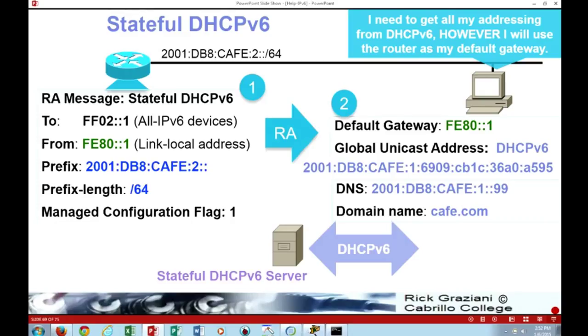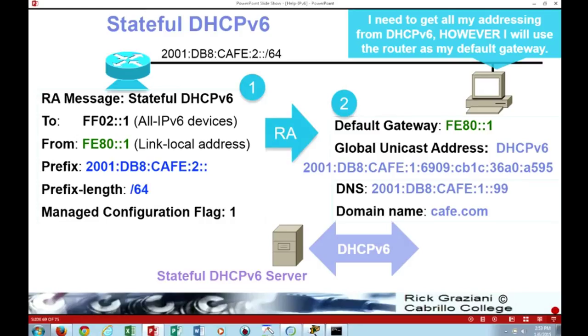Let me take 2 minutes here to explain something. Windows hosts are going to see this router advertisement message, and they're going to see the prefix length and the managed configuration flag. And guess what Windows does? It says, oh, a prefix. Great, let me create, using this prefix, my own global unicast address. And because I'm Windows 7, I'll use a random 64-bit value. Now I have my IPv6 global unicast address via Slack.